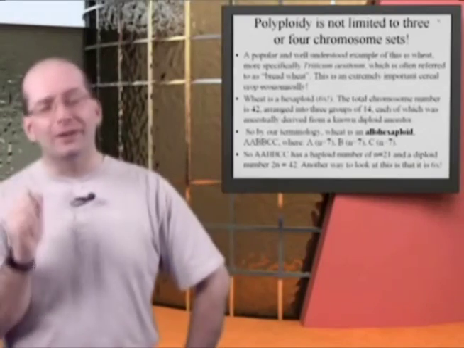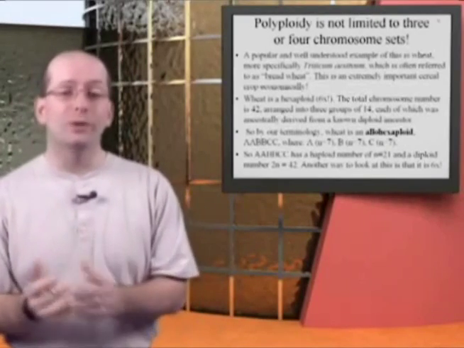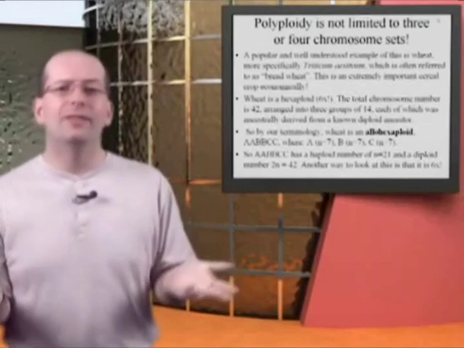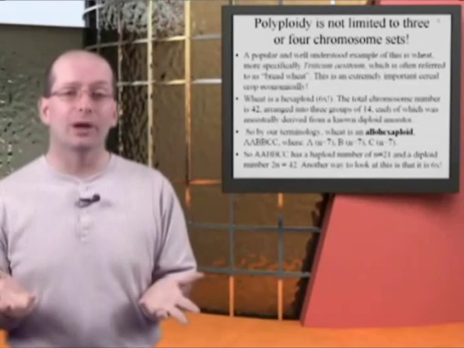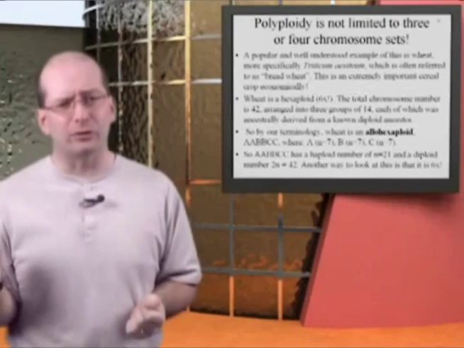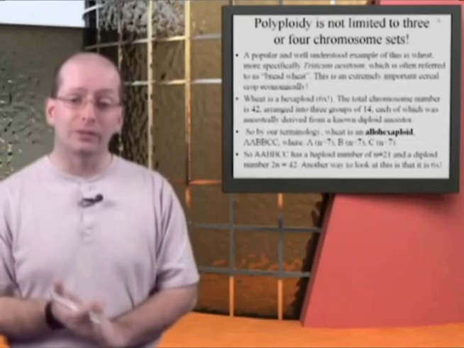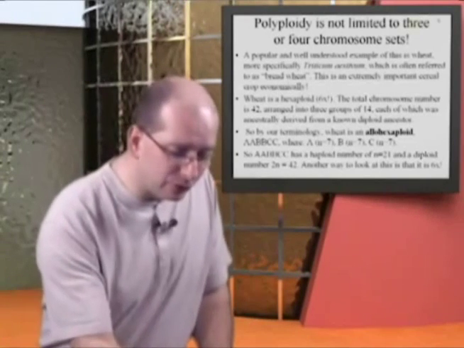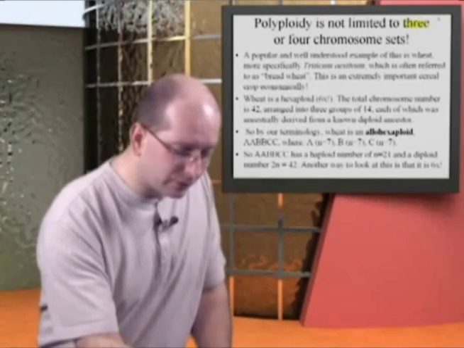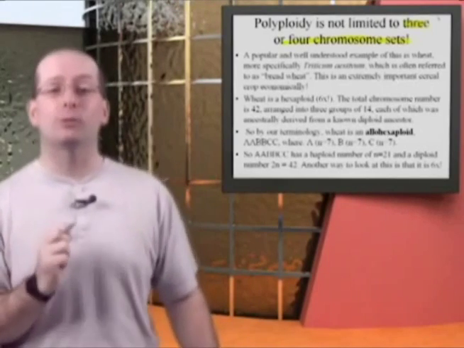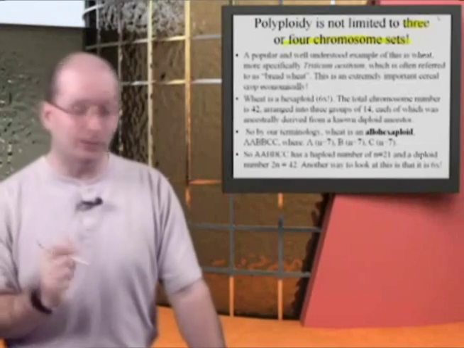Now, to finish this up, polyploidy, we've talked about monoploids, diploids, triploids, and tetraploids. In theory, you can have almost any number. I mean, ridiculous amounts of sets are not possible, but 6 and 8 are relatively common. So polyploidy is not limited to just 3 or 4 sets. And I'll just give you one example that's very well understood of a hexaploid crop plant.